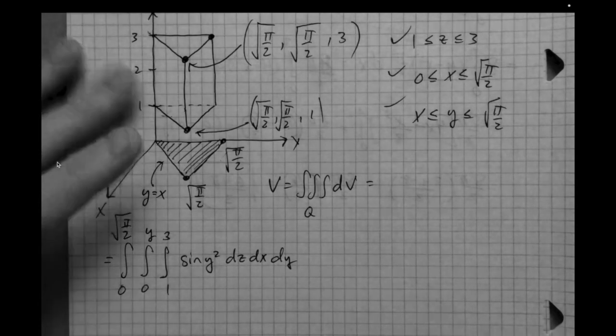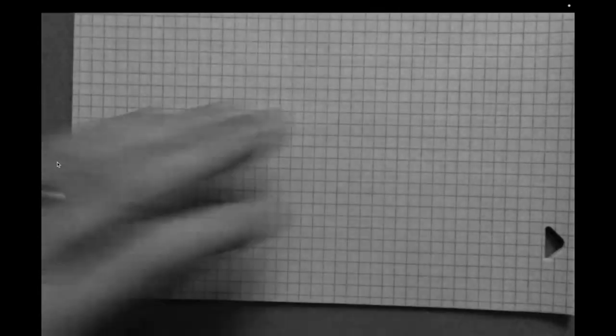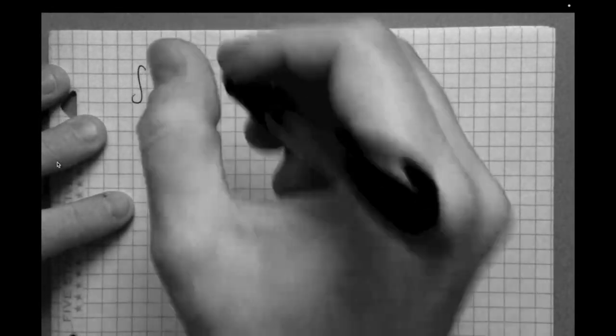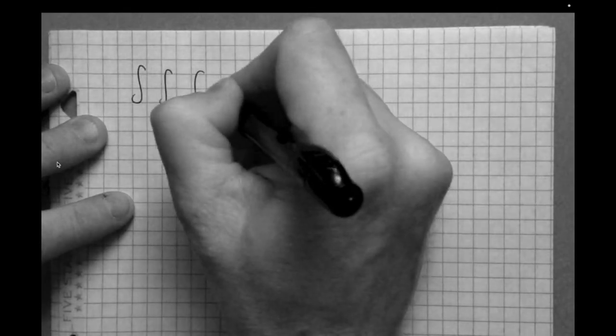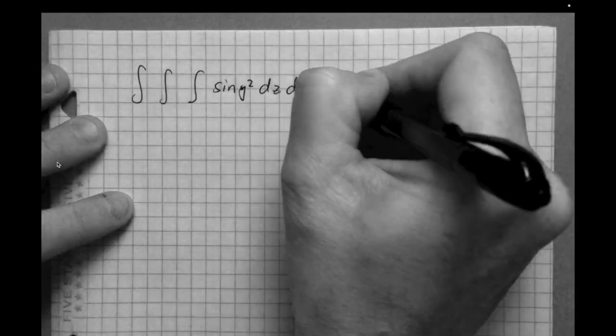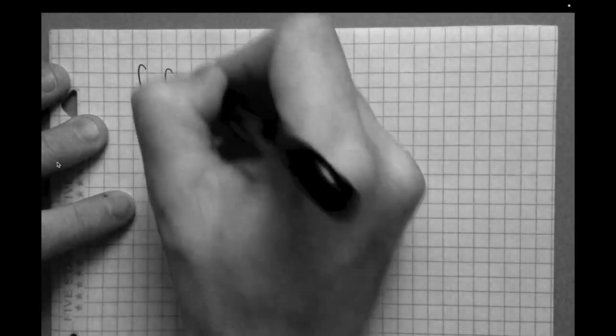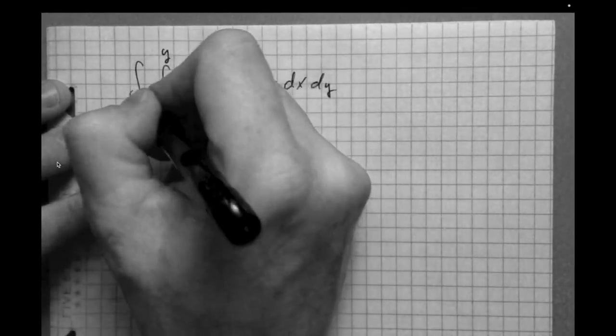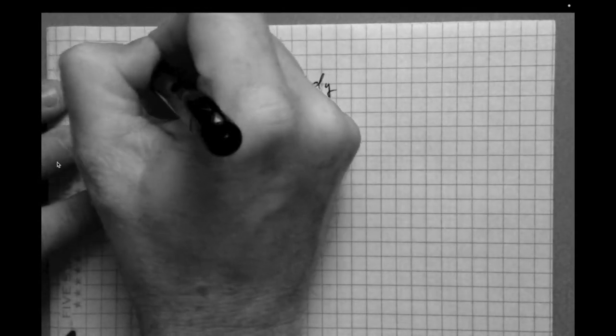Okay. All right. So let's just do this on a separate sheet of paper, in fact. I'll rewrite the whole thing here. Okay, so I've got the triple integral of sine of y squared, dz, dx, dy. And it's 1 to 3, 0 to y, and 0 to square root of pi over 2.